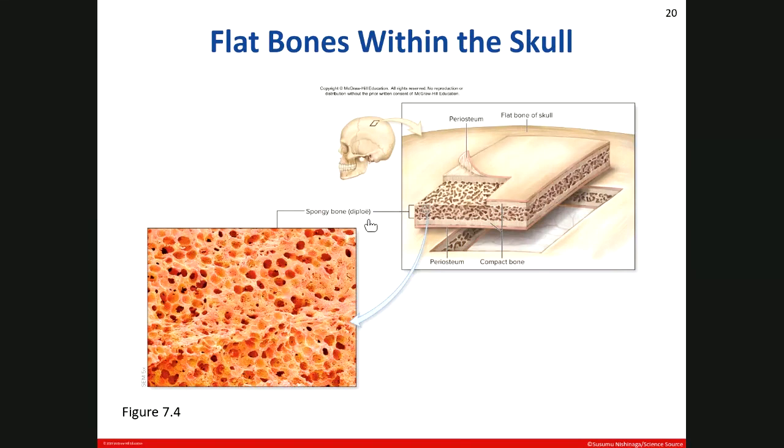And both surfaces of our bone are covered by periosteum. So you can see periosteum here and here. We don't have any endosteum, and we don't have any medullary cavity in short, flat, and irregular shape bone.